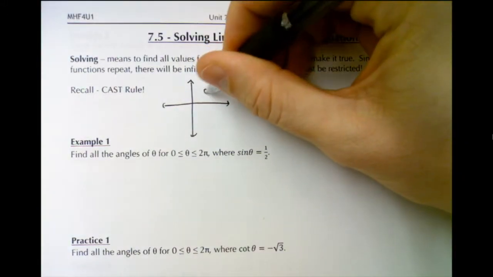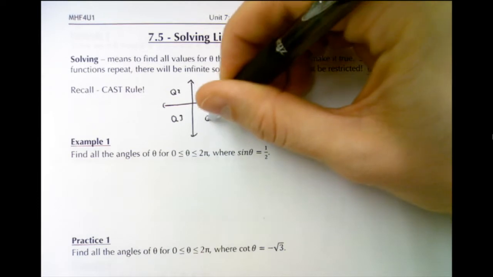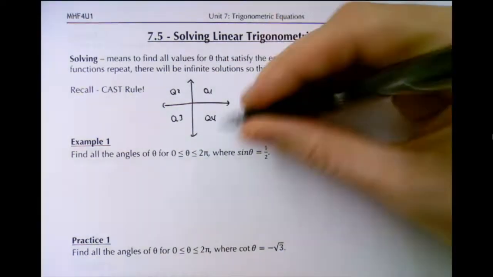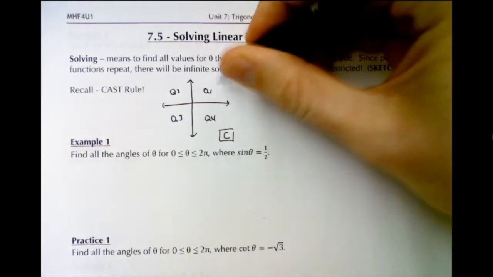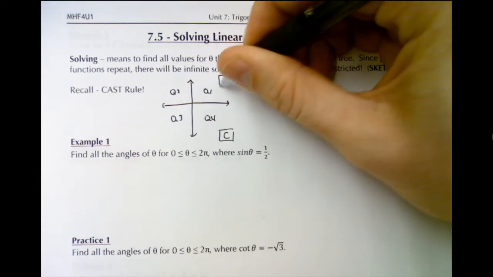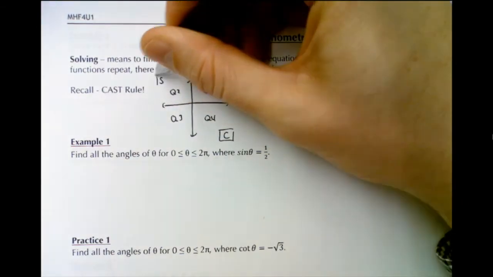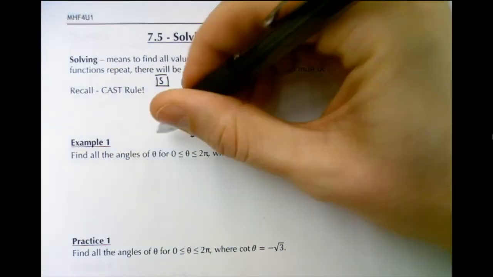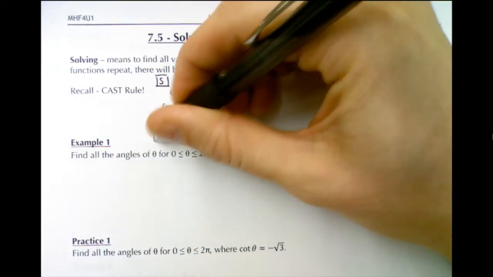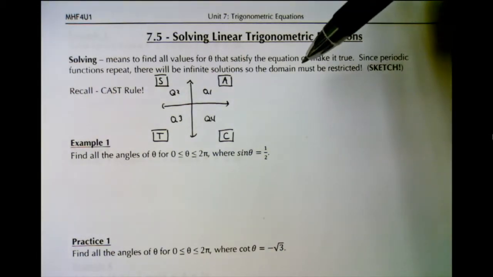So we have quadrant 1, quadrant 2, quadrant 3, quadrant 4, and the CAST rule tells us that in quadrant 4, cosine is positive. Quadrant 1, all trig functions will give you positive ratios. Quadrant 2, only sine will give you positive ratios. And in quadrant 3, tan will give you positive ratios. Now, this CAST rule works for the primary trig ratios.